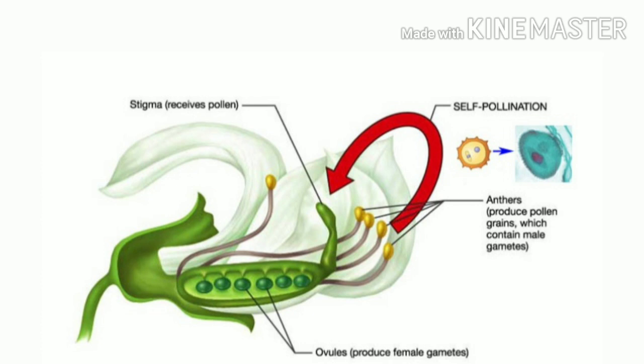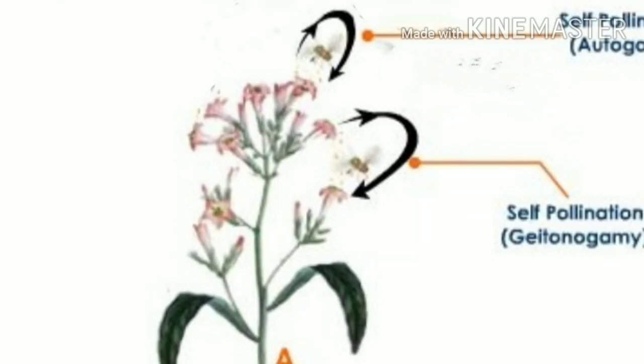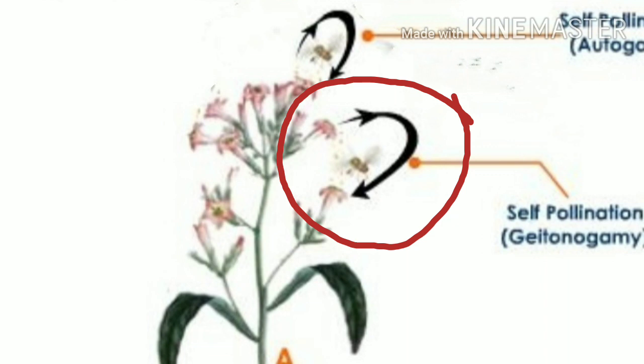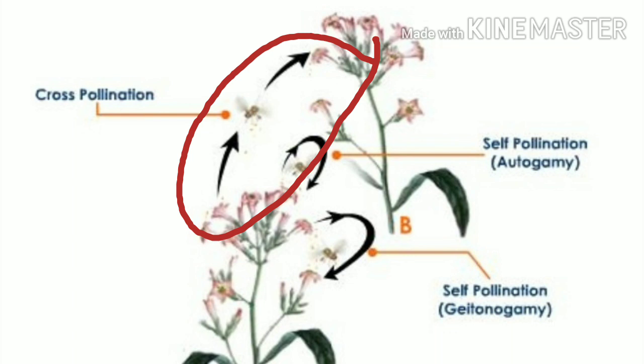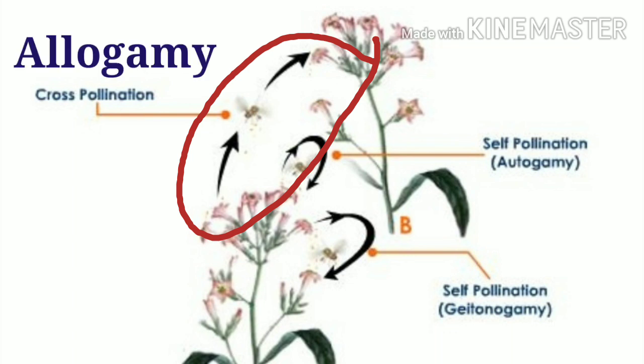1. The pollen of the same flower may fall on its stigma by itself. This is called autogamy. 2. The pollen of another flower of the same plant may fall onto the stigma. This is called geitonogamy. And 3. The pollen of a flower of another plant of the same species may fall onto the stigma of the plant. This is called allogamy or cross-pollination.